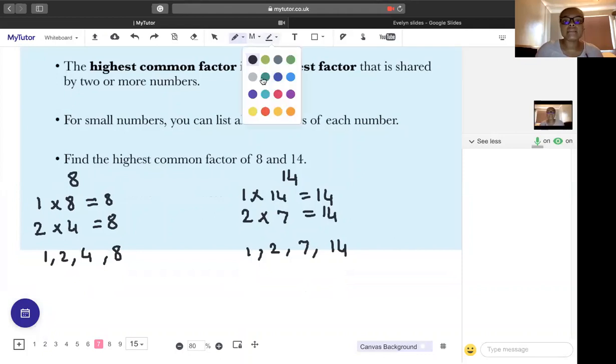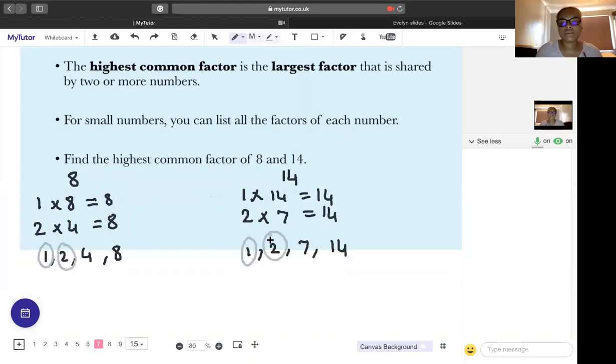Now in this case, we've got 1, which is shared between the 2 of them, and we've also got 2, which is shared between the 2 of them. There's no other numbers which occur in both 8 and 14. And then we just need to figure out which one is the largest one. So 2 is the largest one, so 2 is the highest common factor. So that's how you work it out for small numbers. You can just list your factors and figure out which one has the largest number.